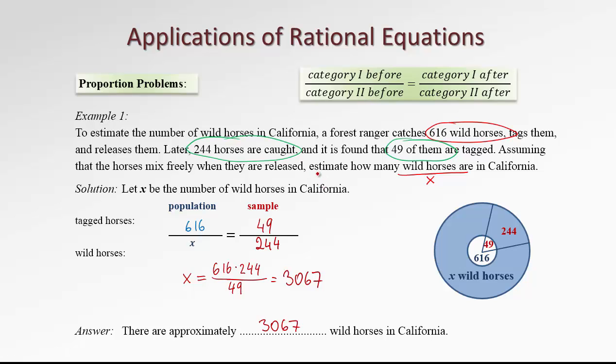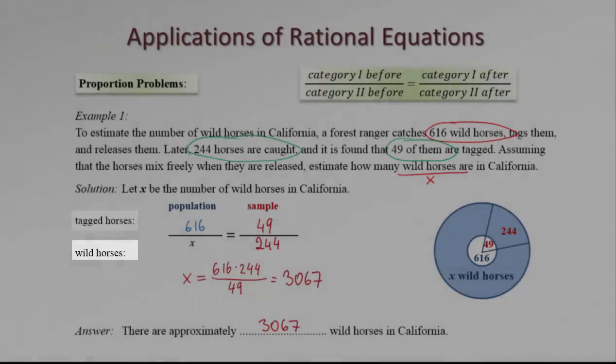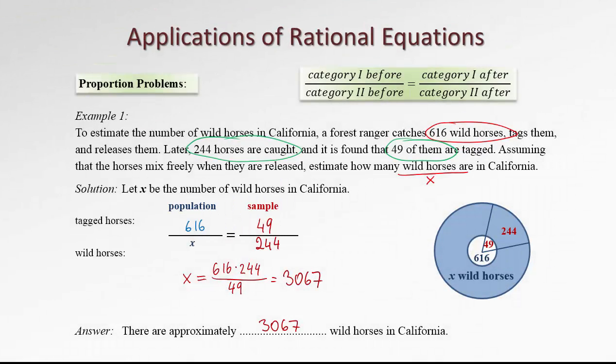Why does the question call for an estimation rather than an exact answer? What do you think? Well, we assume that the ratio of tagged to all horses is exactly the same for the sample and for the population. However, in reality, these two ratios are equal only approximately. Why? Well, for example, picking different samples will most likely produce different ratios. So the actual number of wild horses in California could be a little bit off. We have no guarantee that it will be 3067. Nevertheless, we could say with a big probability that approximately 3000 wild horses live in California.